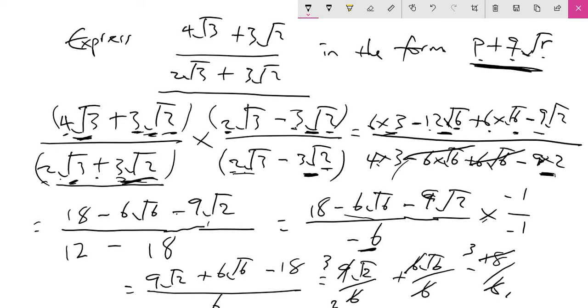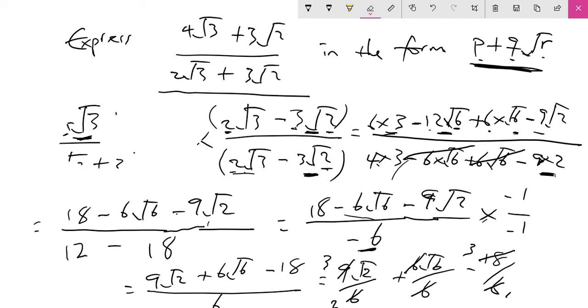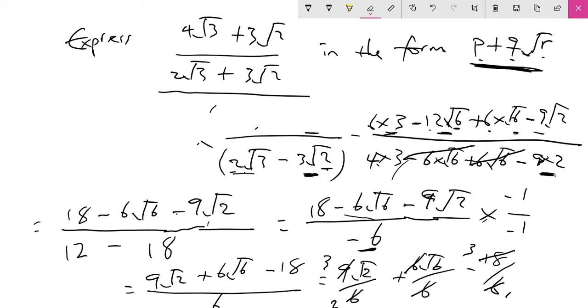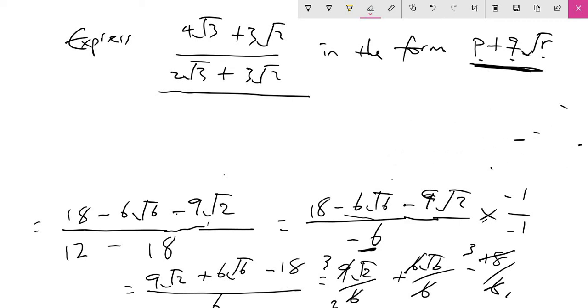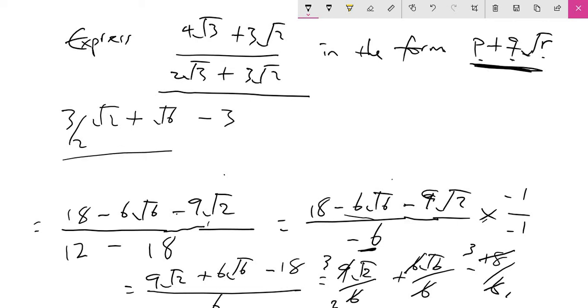Alright, so I'm just going to write this part here. I hope this one can convince you very much. You can manipulate the video anyway. You can pause, go forward and then see what I'm claiming here right now. So 3 divided by 2 root 2 plus root 6 minus 3. So this is what we have.